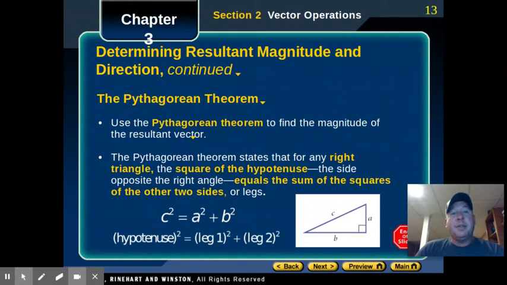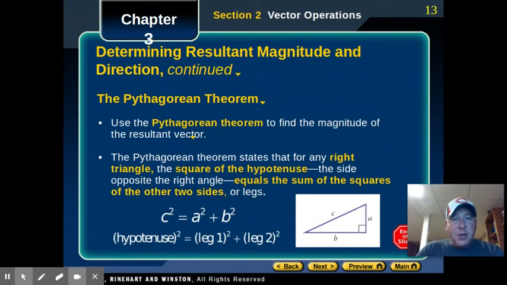So we can use the Pythagorean theorem to find the magnitude of the resultant vector. Now, this only works when we have right triangles, as you may know. So when we start getting into triangles that are not perpendicular to each other, then we have to come up with other choices, which we'll talk about next weekish.